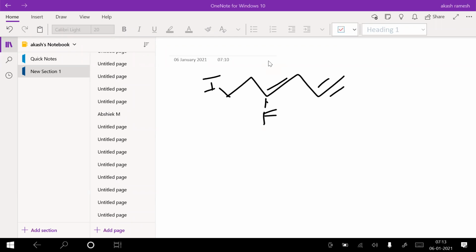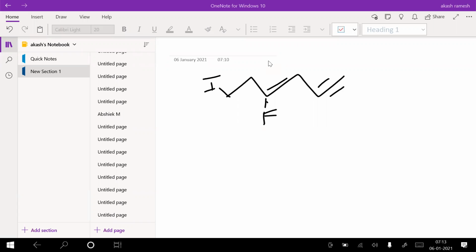So now we have to go for the priority first. Tell me which has the highest priority here. Which group? Halogens, sir. No. Which has the highest priority? A double bond, sir. Correct. So double bond has the maximum priority.